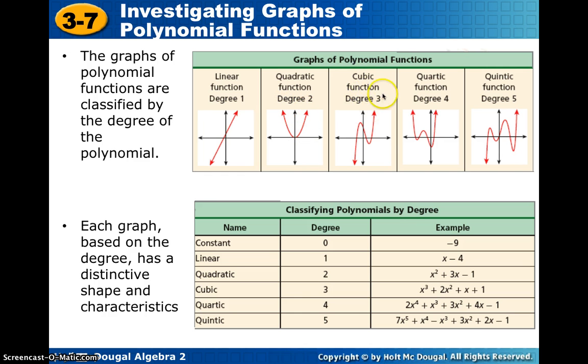How many directions does the cubic go in? It has a degree of 3. Watch. 1, 2, 3. So you can count, you kind of see what the degrees would be based on the shape of the graph. Quartic function 4. 1, 2, 3, 4. So that's kind of interesting and fun. You can know what the shape of the graph is going to look like by the degree of that polynomial. Here's 1, 2, 3, 4, 5.